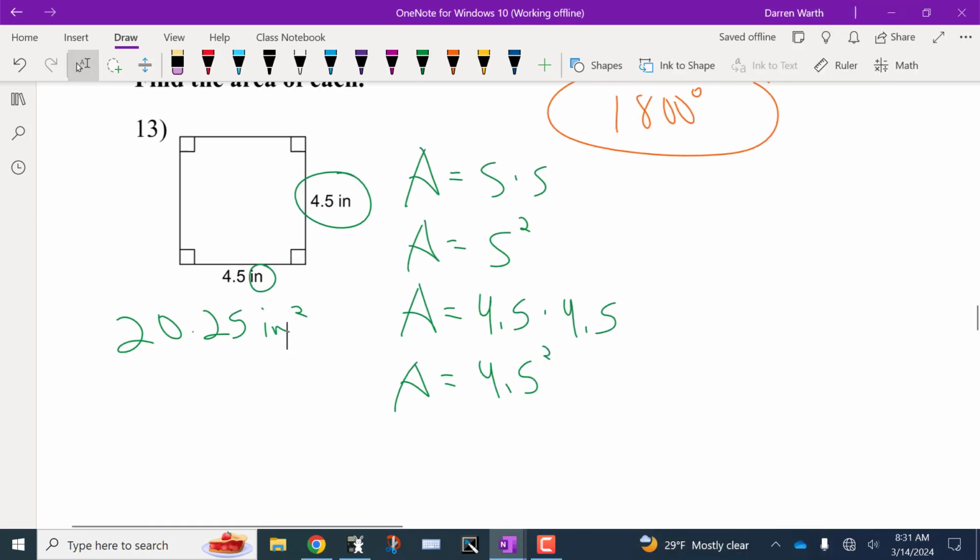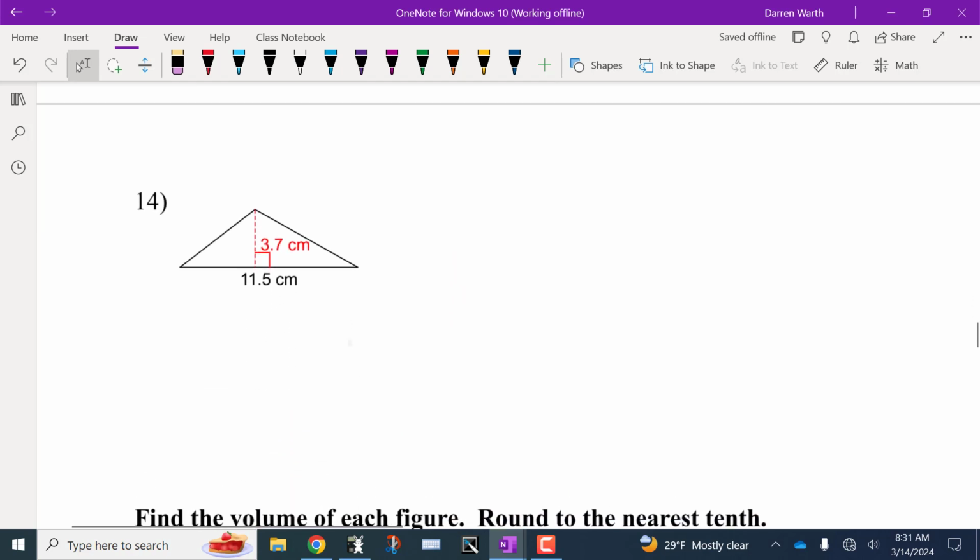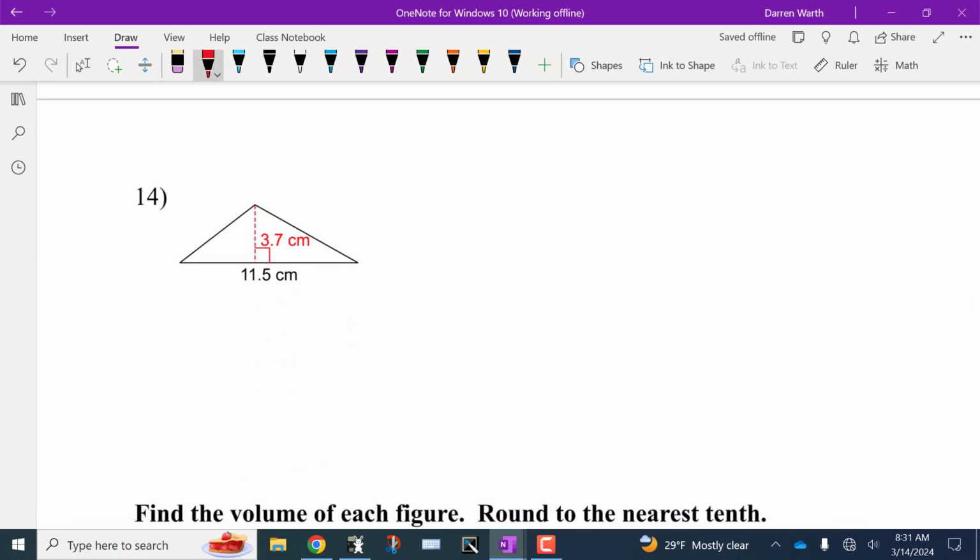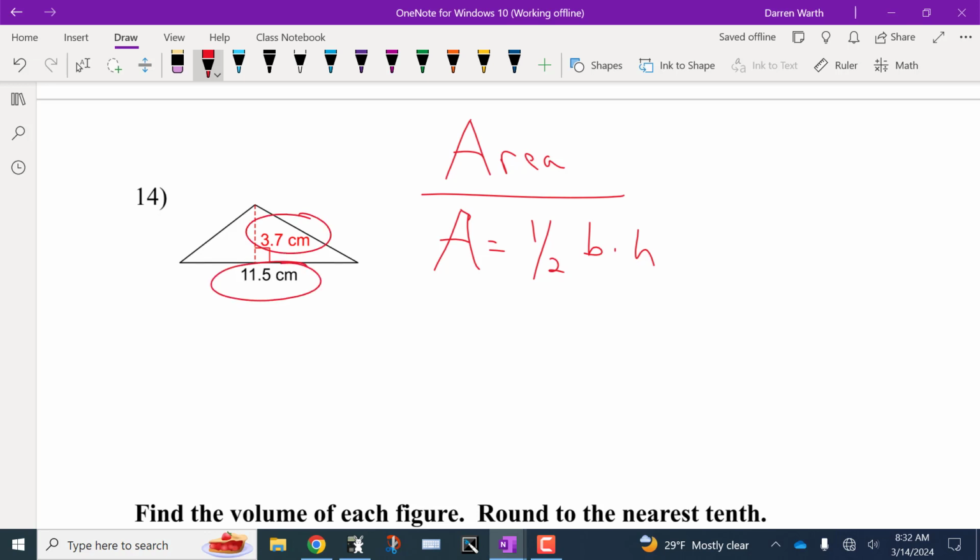So now number 14, the directions are the same. It still wants us to find area. So we just have to remember the area formula for a triangle. Area equals 1/2 base times height. Because you're going to notice that a triangle is actually just half a rectangle. Well, the rectangle formula is length times width. But in this case, it's half of it, and our length and width are changed to base times height. So remember, here's your base, here's your height.